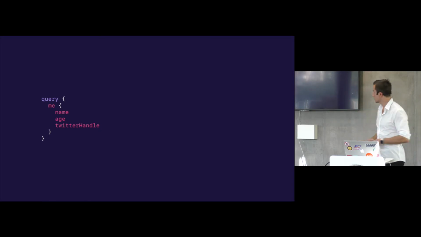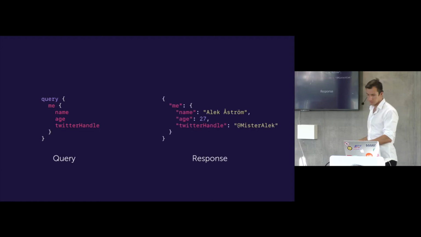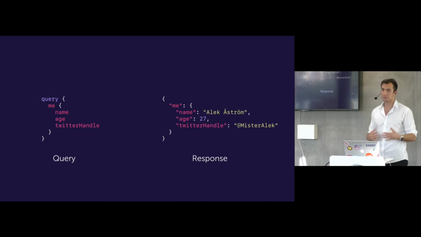Now, if we look at a response for this query, you can see that it almost one-to-one maps against the query. So it's very predictable. As you're writing the query, you know exactly what you're going to get back.